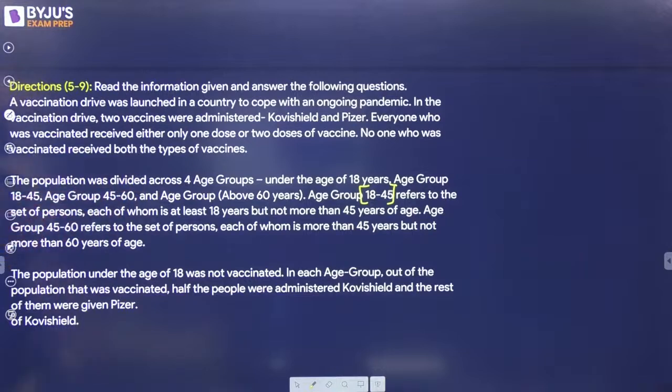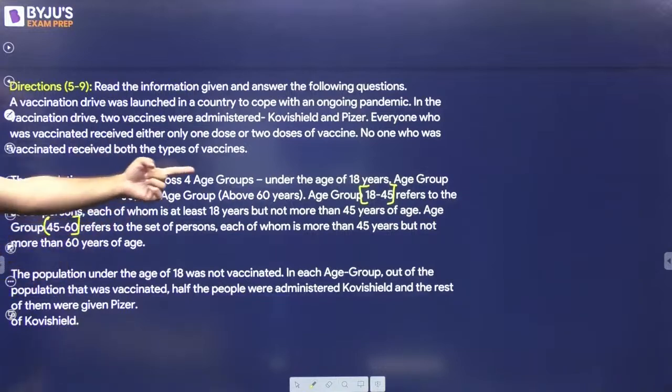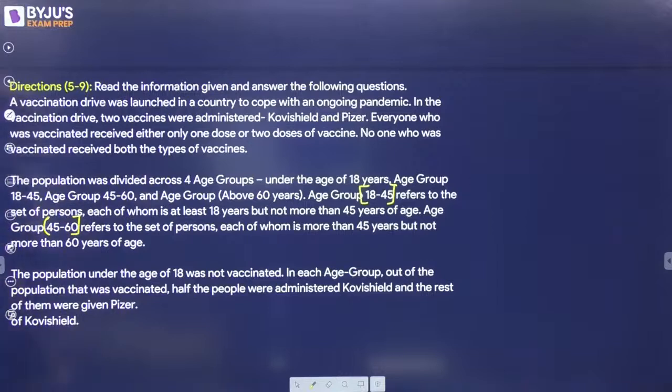While the age group 45 to 60 refers to the set of persons each of whom is more than 45. So 45 is not inclusive, so a small bracket. But not more than 60 years of age, as in 60 is inclusive, so we write 60 with a square bracket. Right? And above 60 years obviously will mean above 60. So 18 to 45 is inclusive of both the ages, 18 and 45.